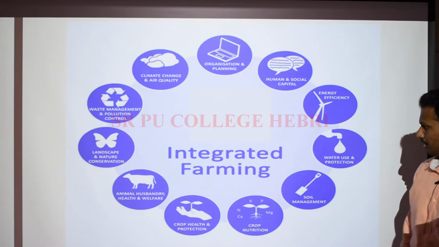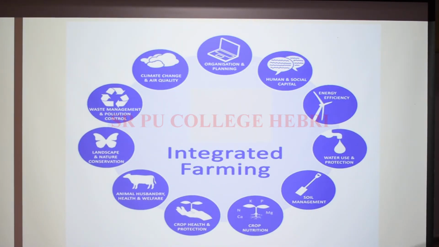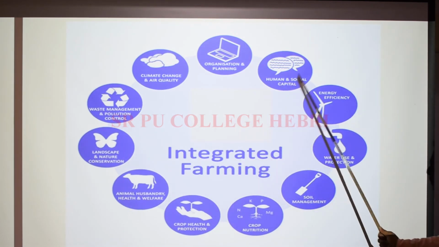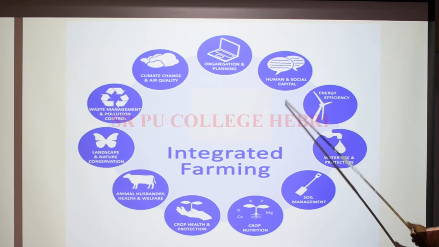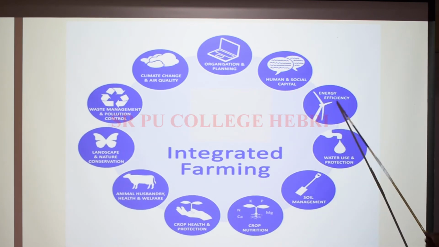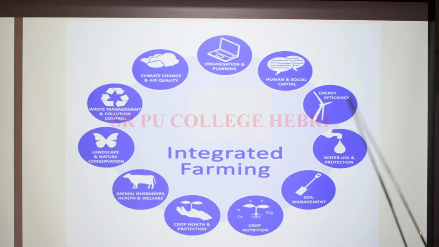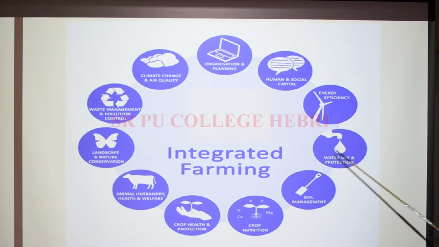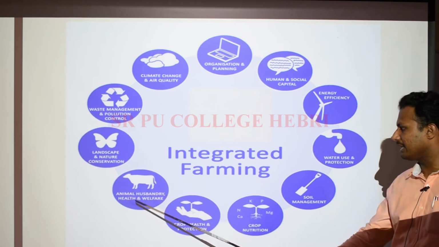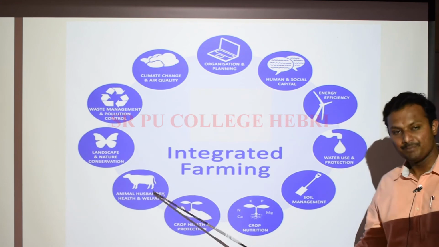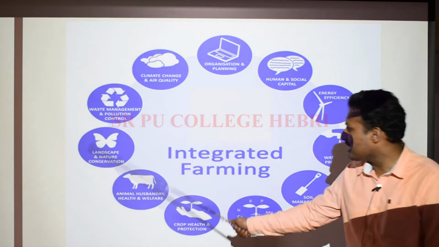So you can look at this picture which depicts what exactly integrated farming is. You can see the human and social capital. That means you are going to create capital by selling your agricultural products, right? And you can have energy efficiency by implementing windmills on your land. And water usage and protection, rainwater harvesting, soil management, and crop nutrition can be obtained, and crop health and protection by making use of the organic manure given by animal husbandry. Because of animal husbandry, once again you will get benefits like milk yield and landscape and nature conservation.